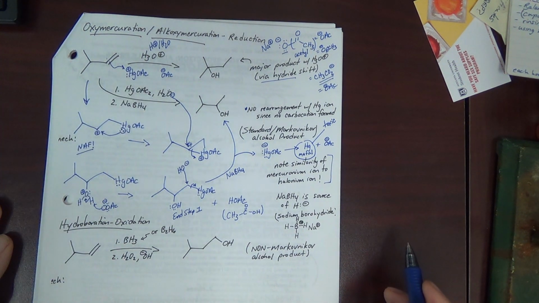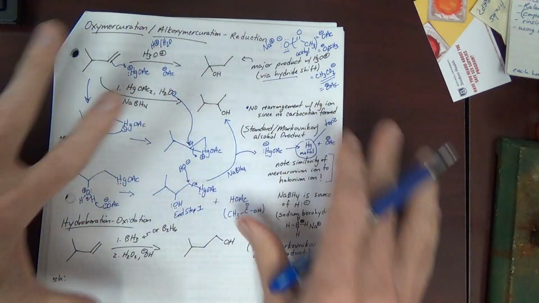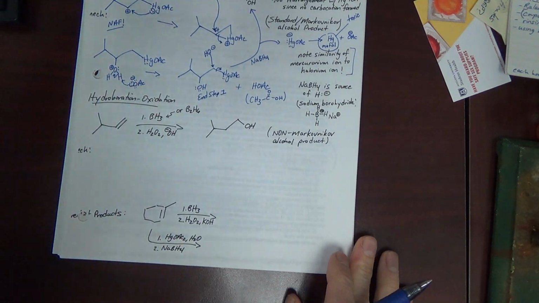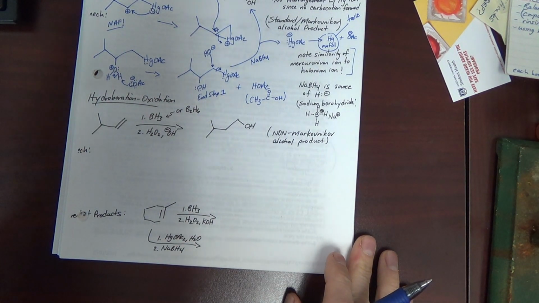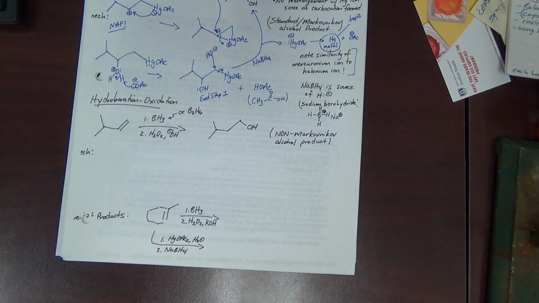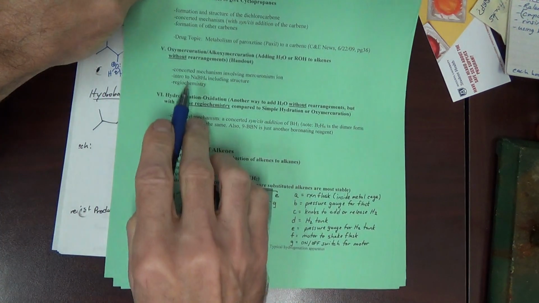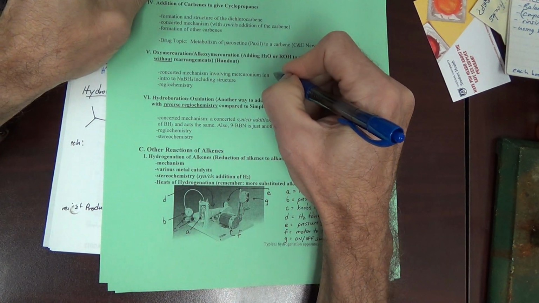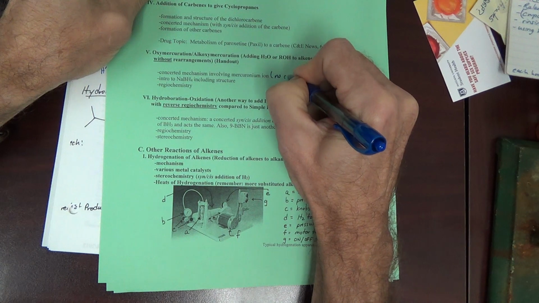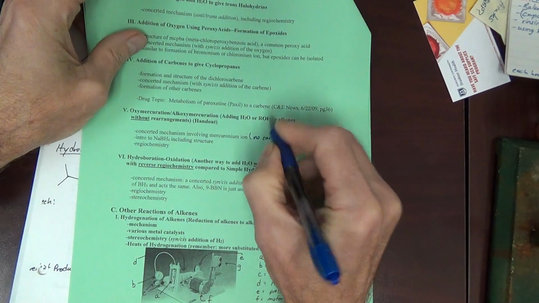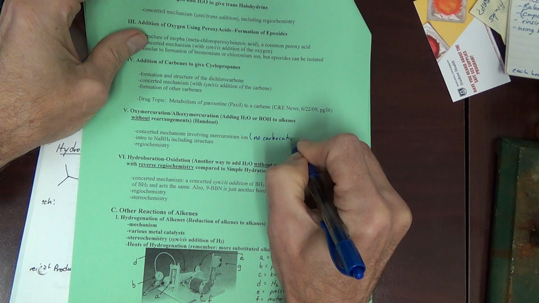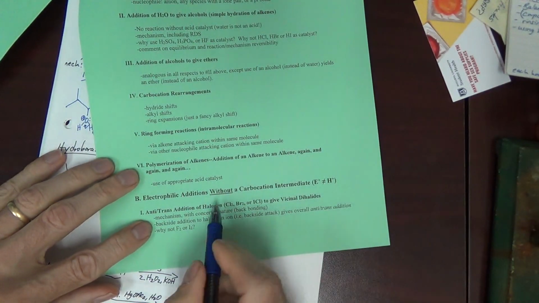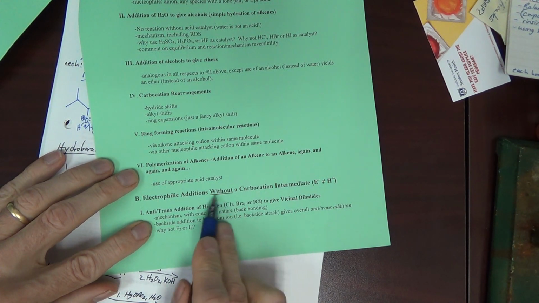Okay, we'll move on to the next reaction, then we'll try to put some of this in context by working the problems below. Of course, you've got your textbook reading as well. The next reaction, by the way, we also have our outline. Oxymercuration, concerted mechanism involving mercurinium ion. No carbocation, right? Okay, because we said these would be additions with no carbocation.